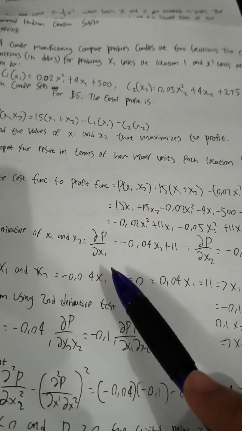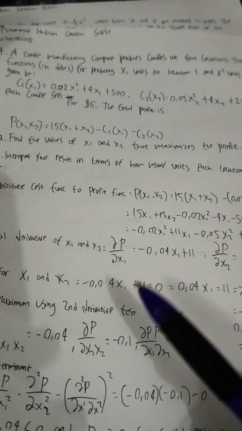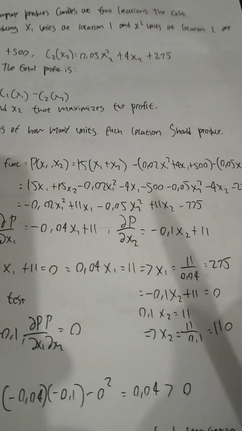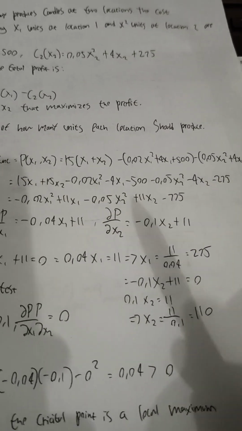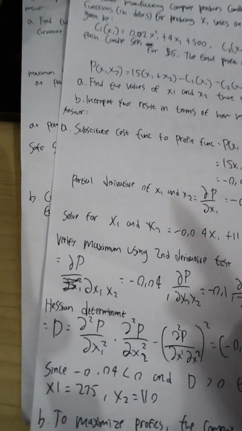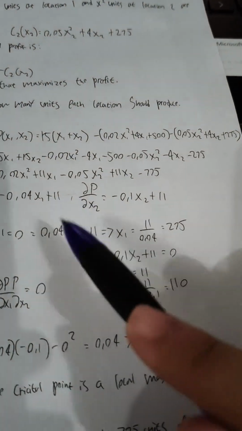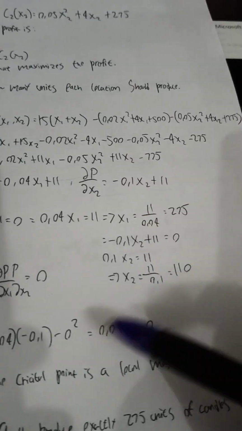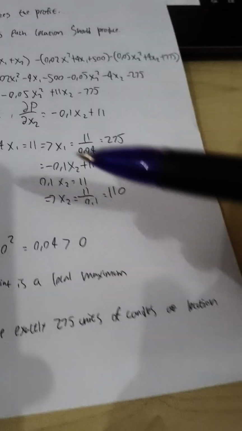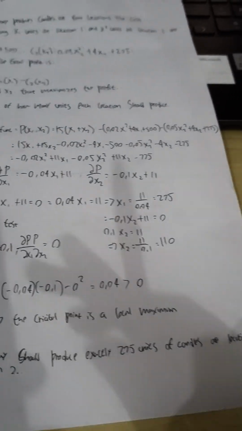The partial derivative with respect to x1 is negative 0.04 x1 plus 11. With respect to x2, it's negative 0.1 x2 plus 11. Now we need to solve for x1 and x2, and we get x1 equals 275, which is 11 divided by 0.04. It looks weird, but that's just how math works. And for x2, it's 11 divided by 0.1, which is 110. Nice.